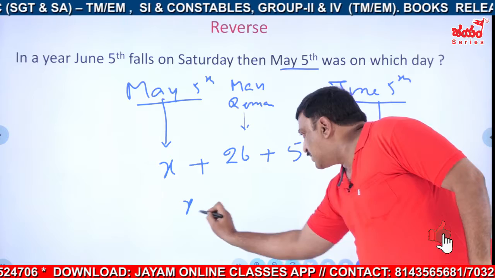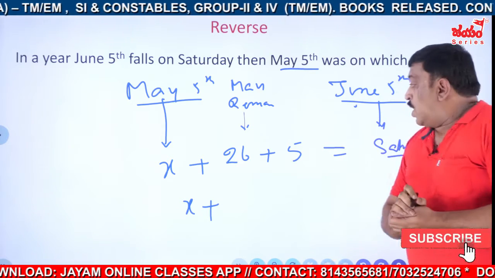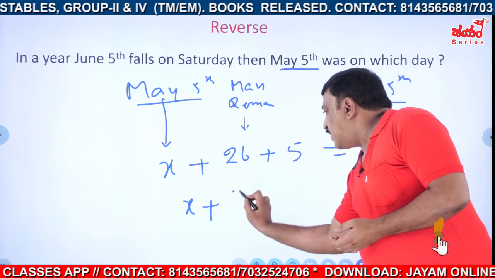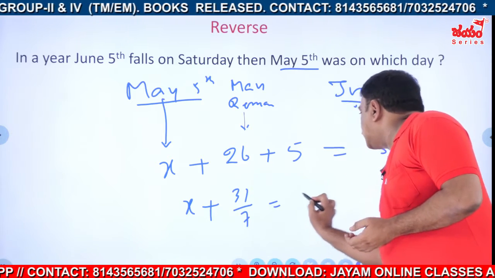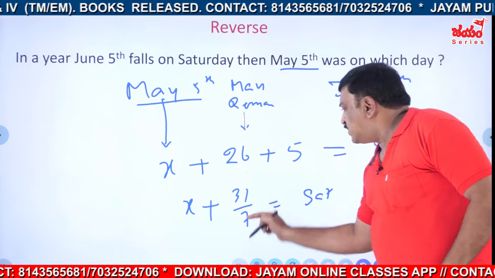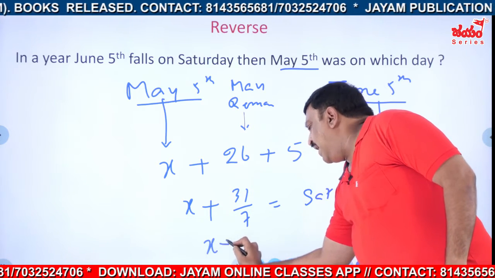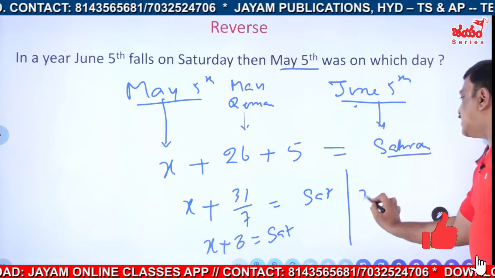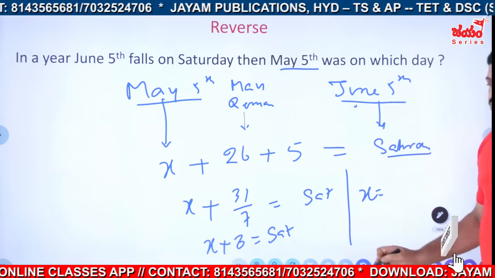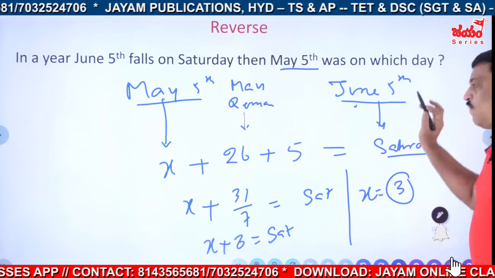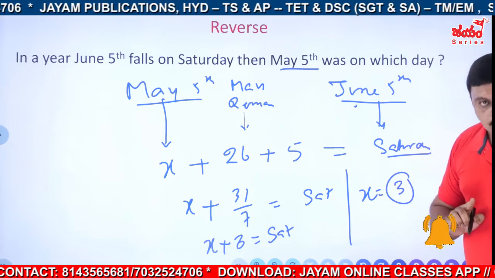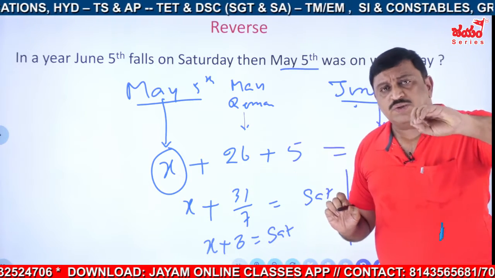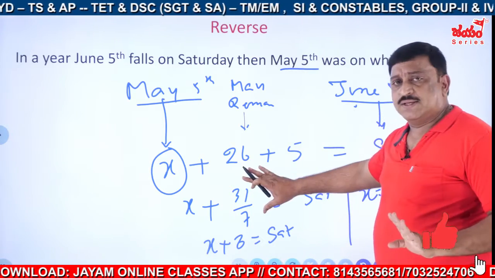Now see this one. X plus 26 plus 5 is 31. 31 divided by 7, 7 fours are 28, that is 3. X plus 3 is equal to Saturday. So your X is nothing but Saturday minus 3, 6 minus 3 is 3, that is Wednesday. We have used the X format here. Don't use any other formats to get this answer.